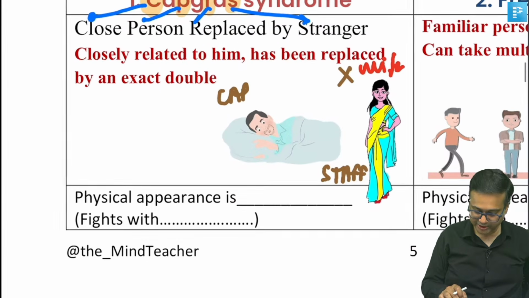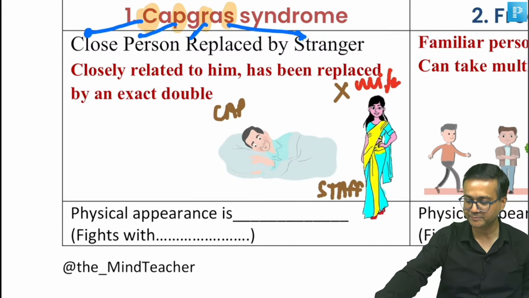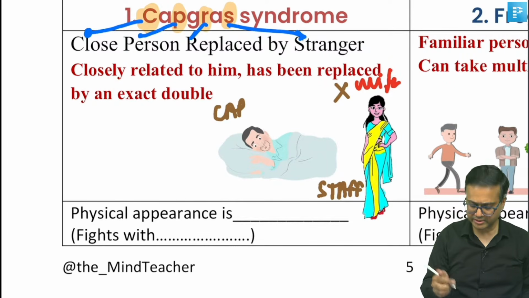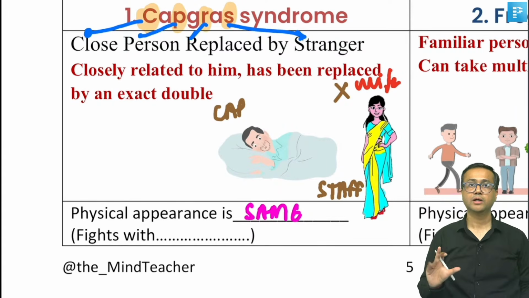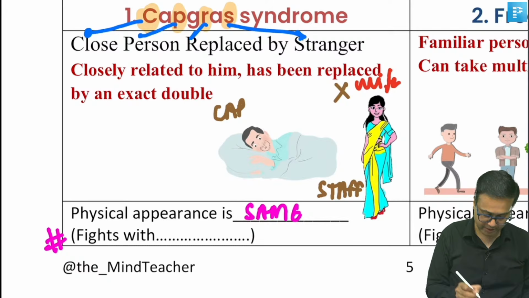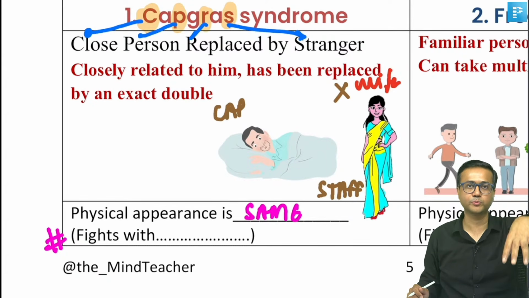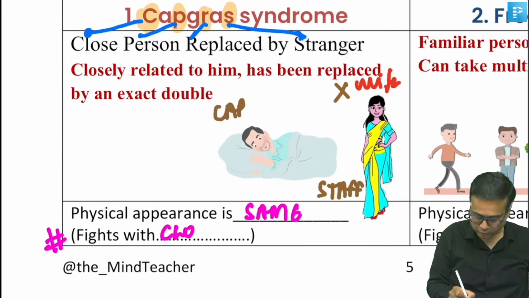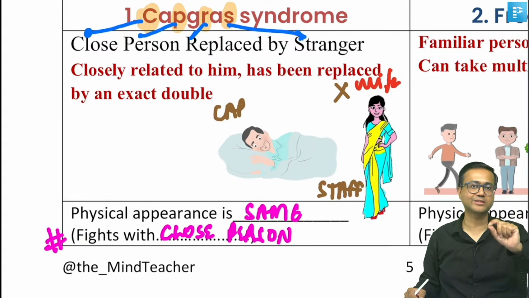Beta, can you appreciate whether the physical appearance is the same or different? Can you tell me, beta? Physical appearance, you would say, sir, it is the same, because it is the wife only, so physically she will look like the wife. So this trick, beta, which I have always given you, please see this trick. In Capgras syndrome, C for Capgras, he is fighting with C for close person. So please remember this in the question or in this situation. Can you appreciate that he is fighting with the wife, that you are not my wife, you are somebody else in disguise? So this is Capgras syndrome.